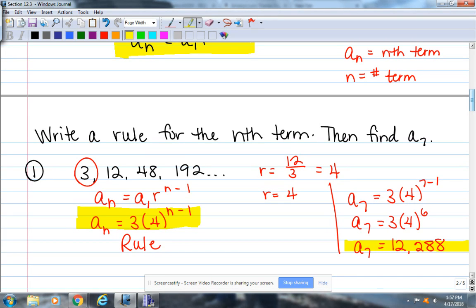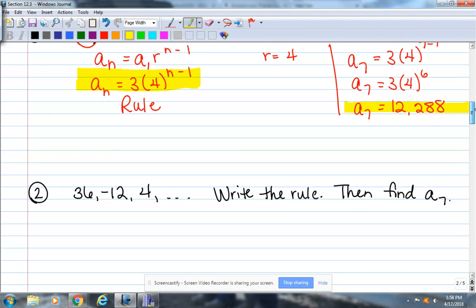Okay, so the r is how many numbers you want? The r is your common ratio. So what you're multiplying times this number to get the next number every time is your common ratio. So to get that, you do one of them divided by the one in front of it. Does that make sense? Okay. All right, let's do another example like this.